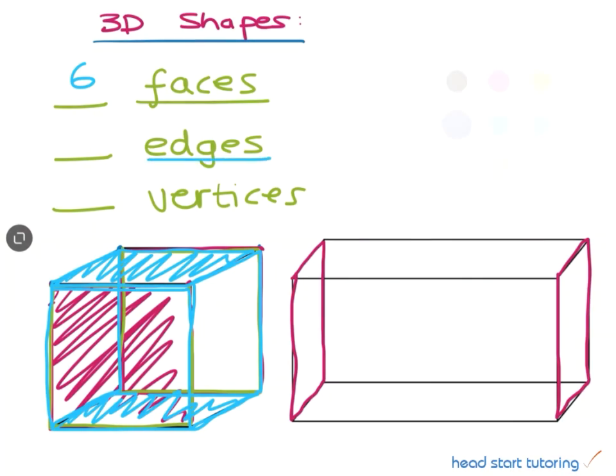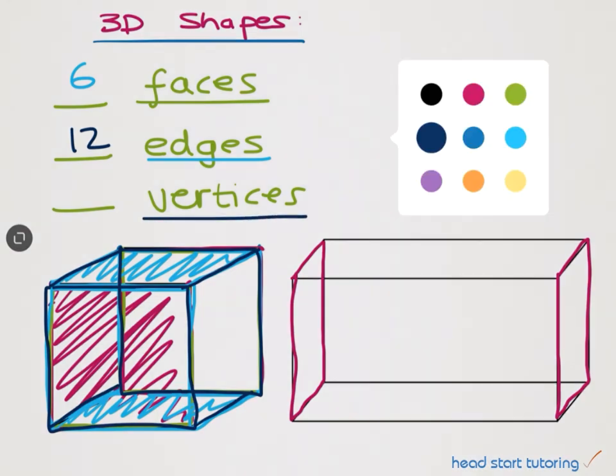We have got 1, 2, 3, 4 edges in our front. Then we've got 1, 2, 3, 4 at the back. So that counts as 8. Then we've got 9, 10, 11, and 12 edges altogether. So you just need to count very carefully, and remember, an edge is a line segment that joins 2 vertices together. Right, so now we've worked with our edges, let's have a look at our vertices.